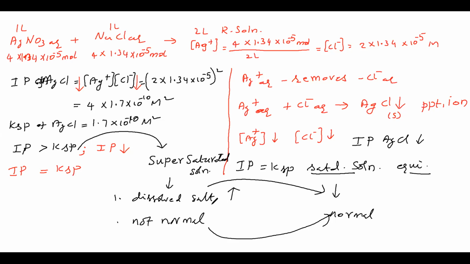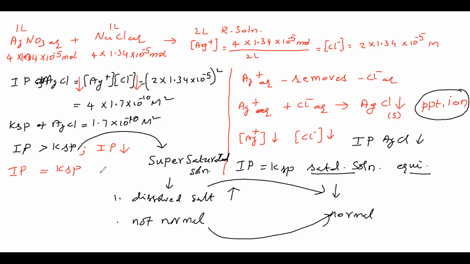That means the excess dissolved salt should go away from the solution. What is the way the excess dissolved salt goes away? Precipitating, converting into solid salt. That means precipitation. Therefore, precipitation is possible when the ionic product is greater than the solubility product.